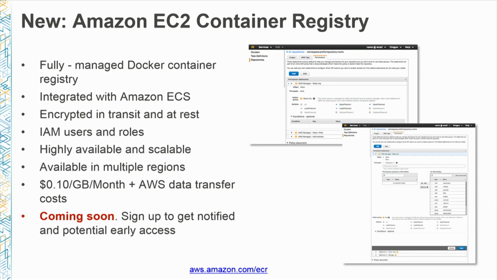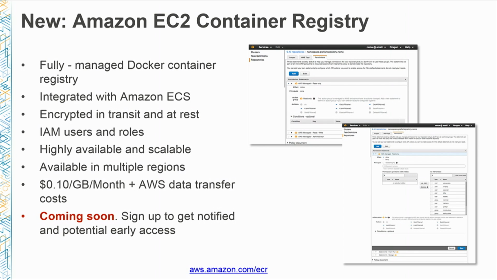It'll be available in multiple regions. Our goal is to have it in every region that ECS is available in. You don't have to use it with ECS. You can use it on its own. And it costs 10 cents a gigabyte a month. If your ECS resources are in the same region as your registry, that's all you pay. If you are downloading it to your laptop or deploying to another region, you pay standard AWS data transfer costs.